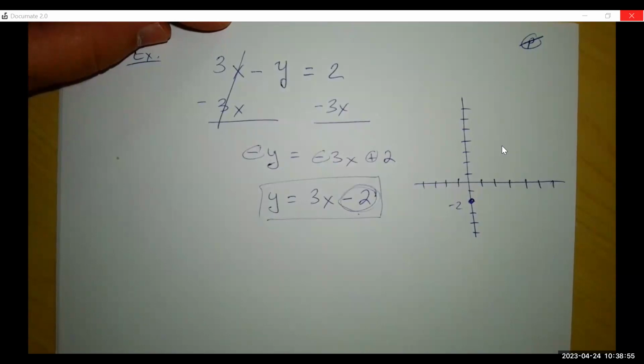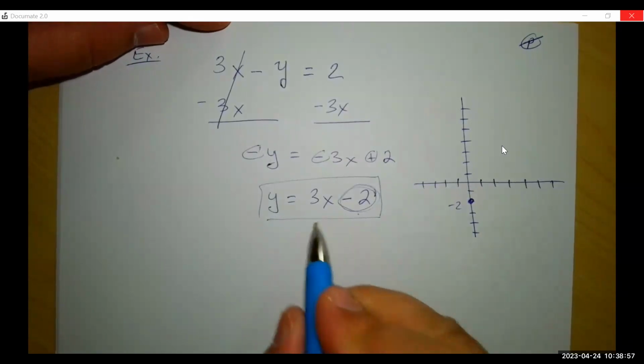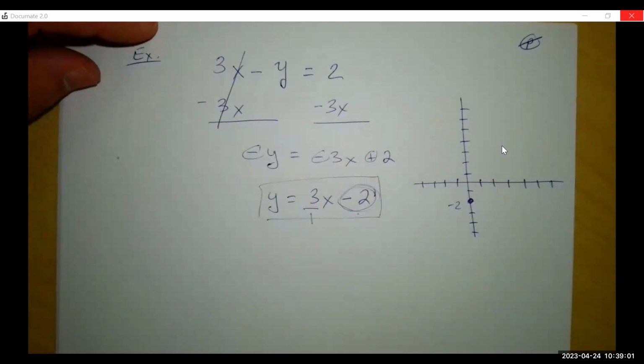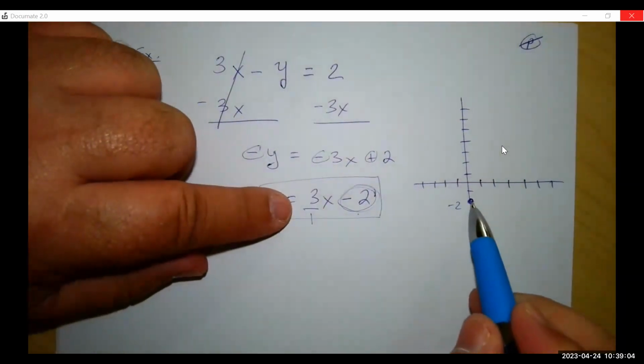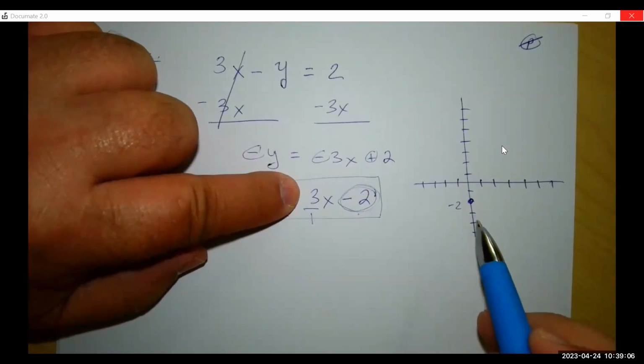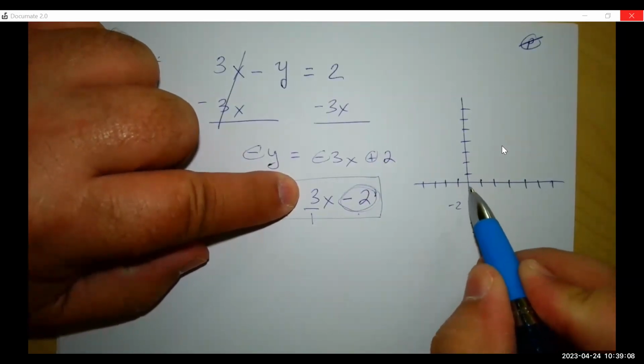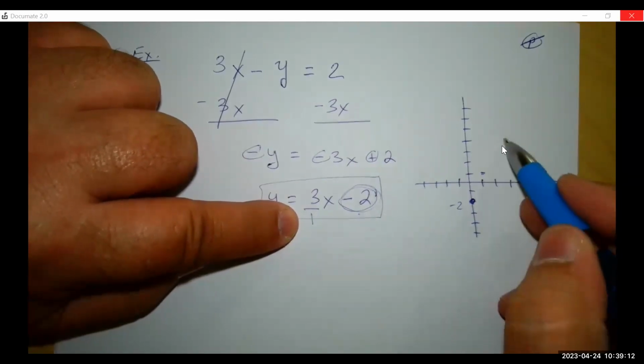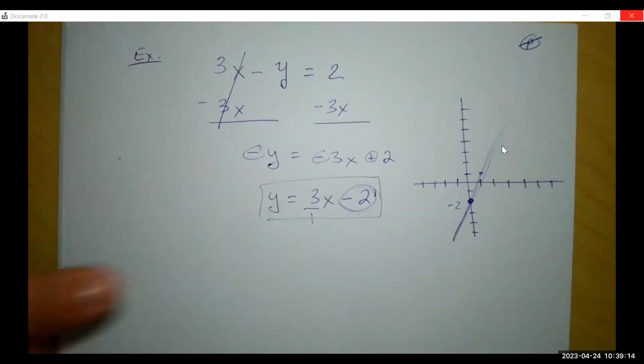Where's my next dot? Well, I follow the slope. 3/1. Has to be a fraction. So the slope from this point, I do what? Go up 3. 1, 2, 3, and over. Those are my dots, and there's my line.